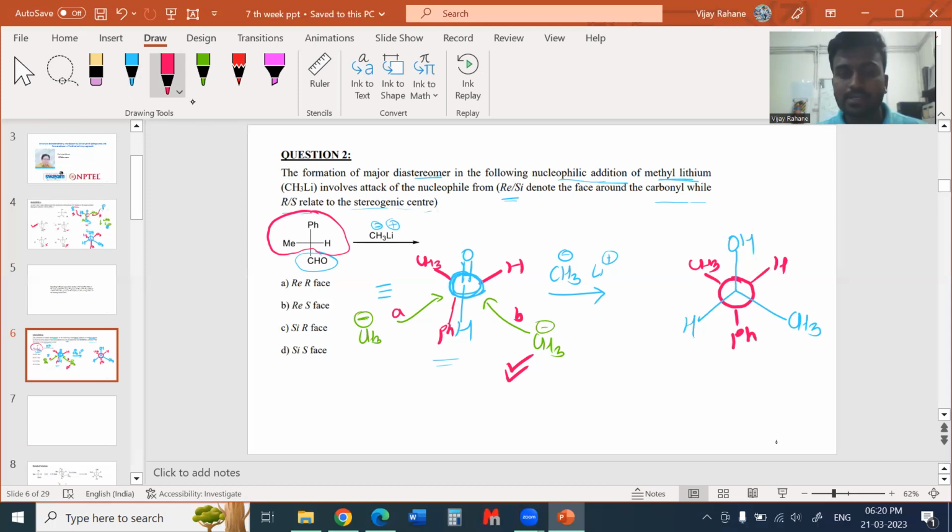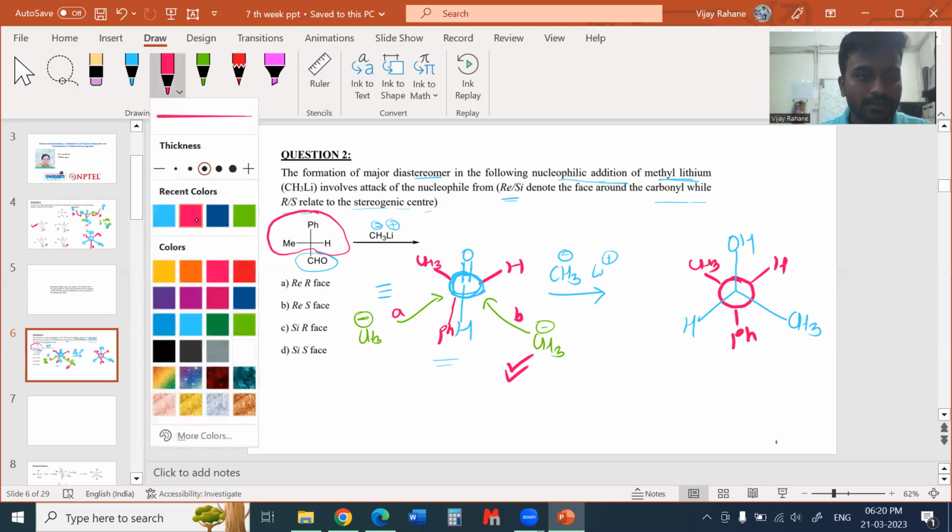Now we need to identify from which face the attack takes place, Re face or Si face, on the carbonyl, and which R or S stereocenter is getting created after this, right? So that we need to solve. I will solve the problem on the next page, or I will write here only. Here only we can write. I will take a black marker.